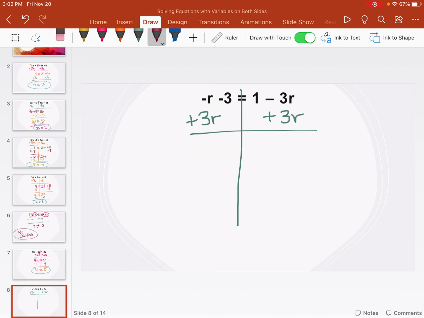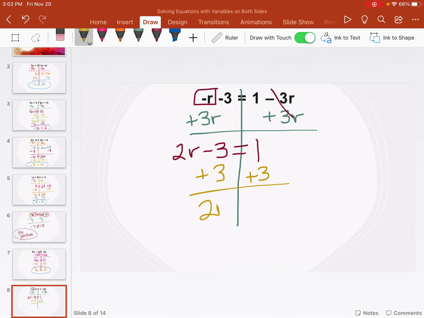So over here, I have 3r minus r, because remember, I'm boxing my term there, or +3 plus -1. That's fine either way. I get 2r minus 3. On the other side, those cancel, so equals 1. Add my 3. So 2r equals 4. And then divide by 2 on both sides. r equals 2.